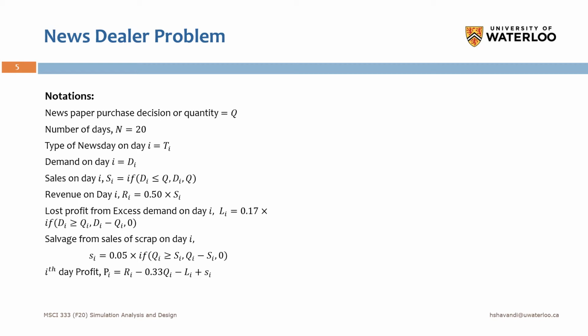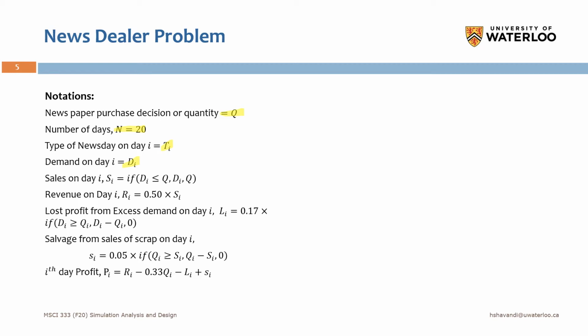The first one is Q, the order quantity. Okay, so the order quantity that the newsvendor should consider for ordering newspapers at the beginning of each day. Okay, and the number of days here is 20 days. So we are going to simulate the problem for 20 days, and we can define the type of day by Ti and demand of day i by Di, and sales on day i.